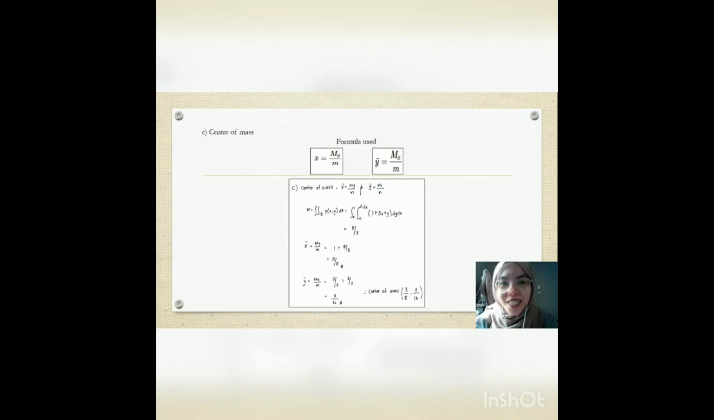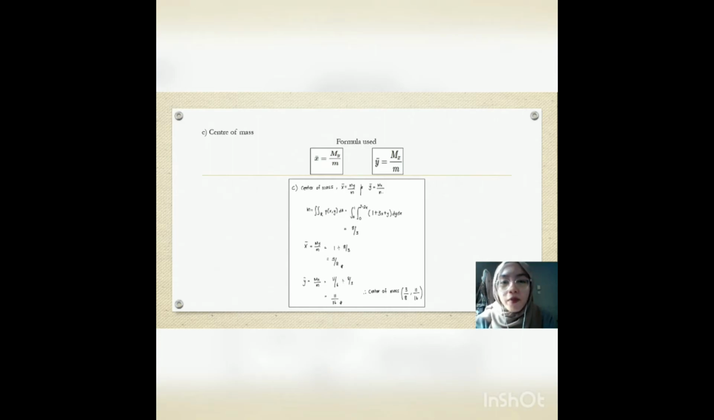Hello, I'm Auni. Now let me explain how we find the center of mass. Before that, in the previous question, we found the first moments of the lamina, which are the moment about the x-axis and the moment about the y-axis. We use these values in the center of mass formula. The formula is x bar equals the moment about the y-axis divided by m, which is the mass, and y bar equals the moment about the x-axis divided by m.